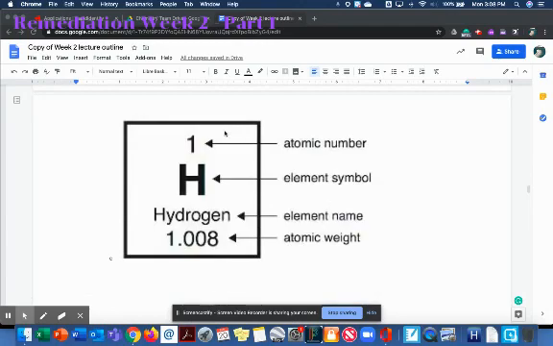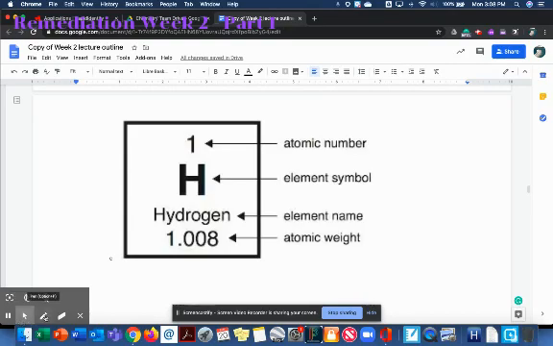And so on your periodic table, there's some basic information that we have for each of those elements. There's the symbol, there's the name, there's the average atomic mass or the atomic weight, and there's the atomic number. And so the atomic weight, or the average atomic mass, is a weighted average, and we'll talk more about that in a couple minutes. And the atomic number is equal to the number of protons.